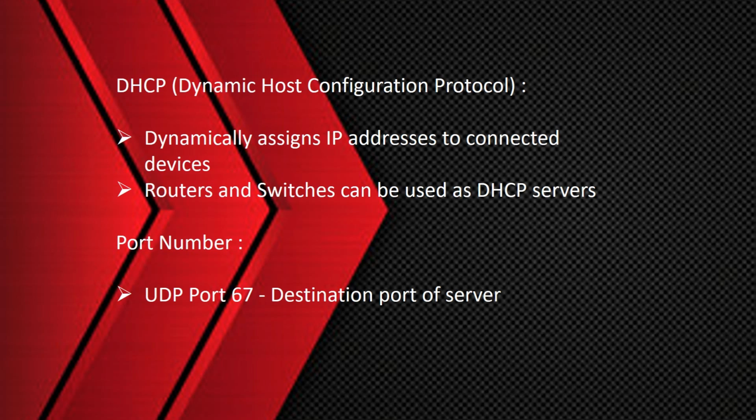DHCP uses UDP port 67. Again, I'm not going to go into details of how these protocols work. If you want to know more, you can research on your own. UDP port 67 is the destination port on the server. UDP port 68 is the port used by the client. So remember, it uses two different ports.